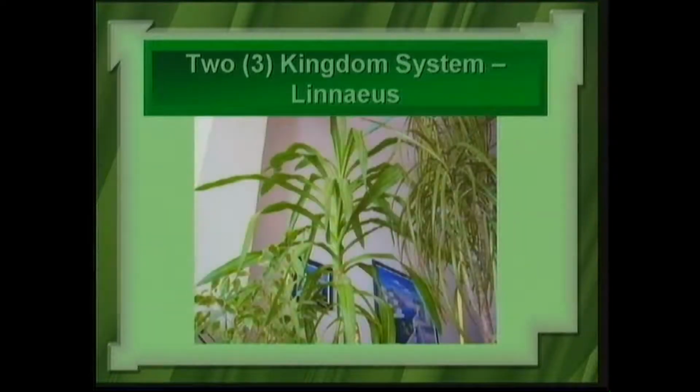Okay, according to Linnaeus, these include the plants, and you can see that these are plants. How can you tell? Because they're green. Okay, they do photosynthesis. They're what we call autotrophs. They make their own food.